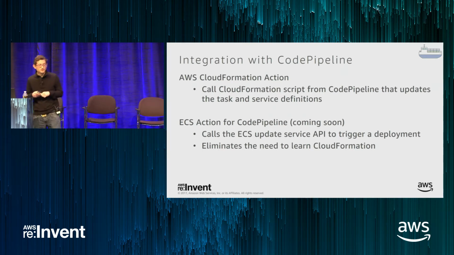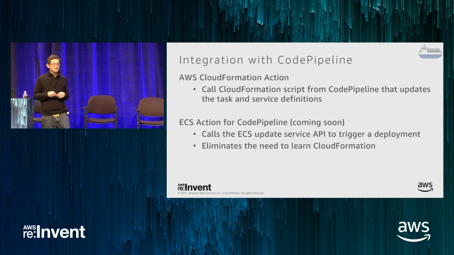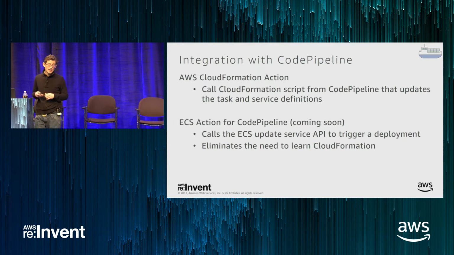So I'm happy to announce that CodePipeline will be adding an action explicitly for ECS, which takes a set of input parameters like the URL and login credentials for a Docker registry, along with the names of the service and task definitions to update when a new container image is pushed to the registry. And our hope is that this will simplify creating pipelines for deploying services to ECS.